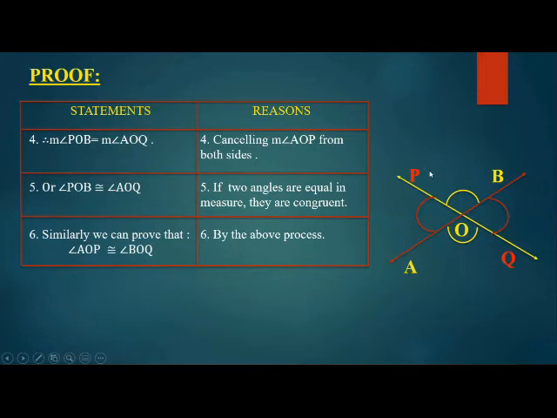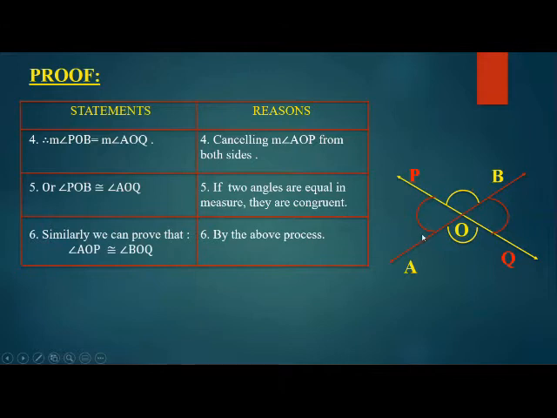But wait, where is POB? In the figure, you can see this is POB and this is AOQ. So you can observe that both angles are vertically opposite to each other. It means that we have already proved that the vertically opposite angles so formed are equal to each other. And if they are equal in measure, they are also congruent to each other. So angle POB is congruent to angle AOQ.